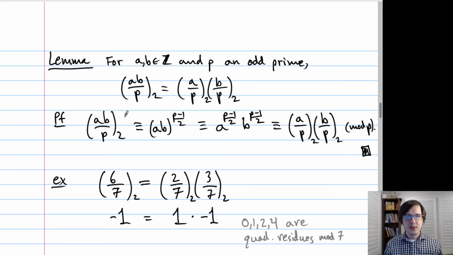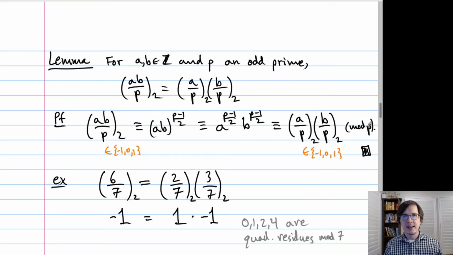So now that we have Euler's criterion, this is pretty straightforward. We take the Legendre symbol and note that it's congruent to (ab) to the (p minus 1) over 2 using Euler's criterion, and then use that the product to an exponent is the product of the exponentials, and those happen to be, by Euler's criterion, the Legendre symbols again. There's one thing I did not mention here, which is that this is in minus 1, 0, 1, and this product is in minus 1, 0, 1.